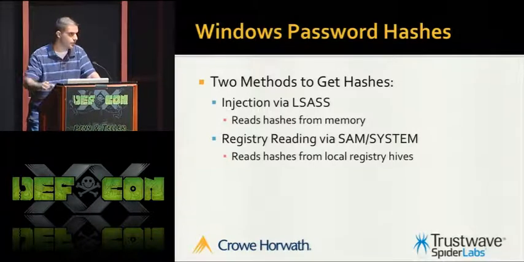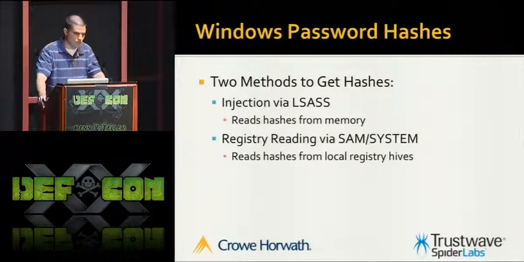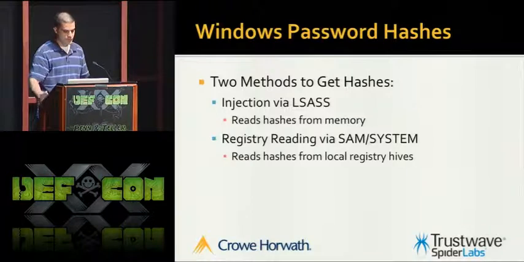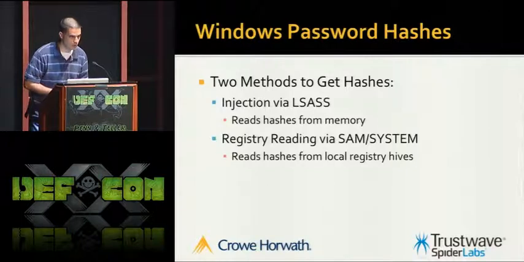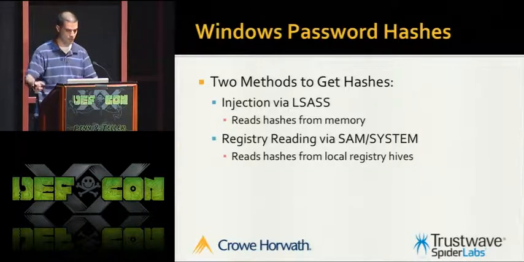So tools like pwdump6 do this, fgdump 2.01, and some other pwdump versions. The other method is to read the hashes out of the SAM and SYSTEM registry hives. Tools that do this are Metasploit's hashdump script, samdump2, and a few others that we'll talk about.